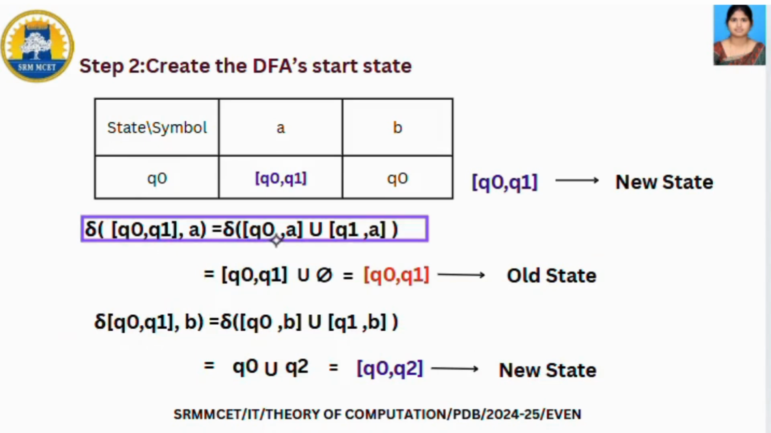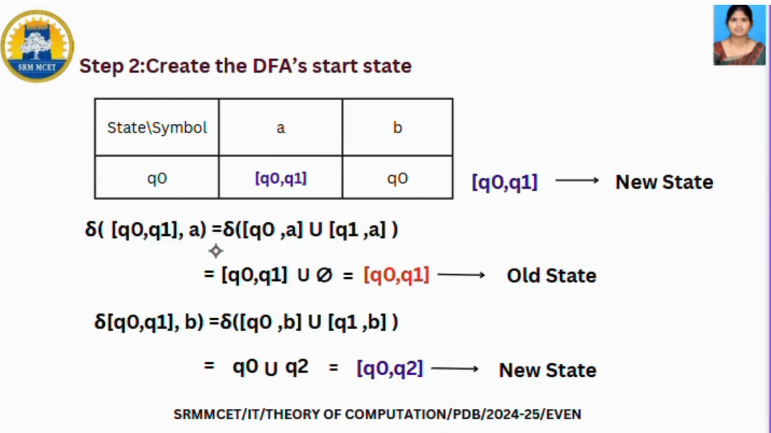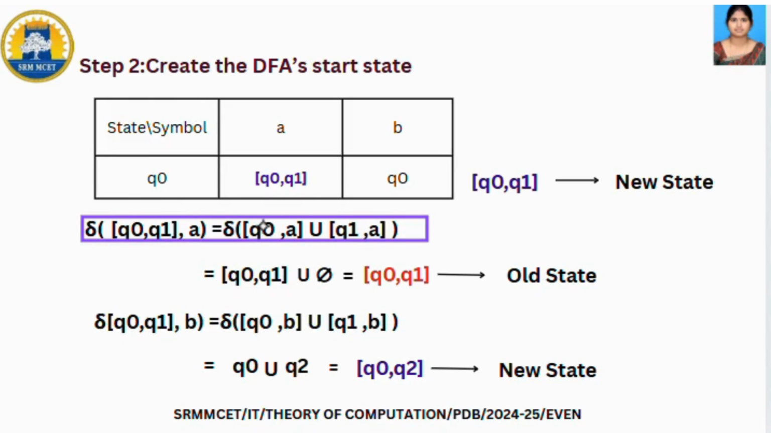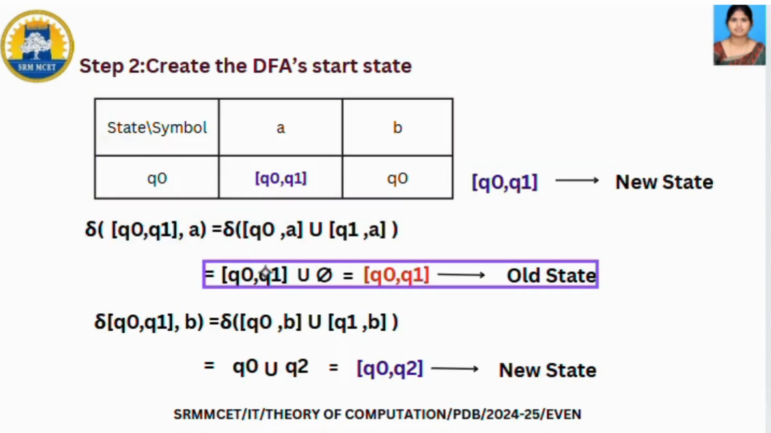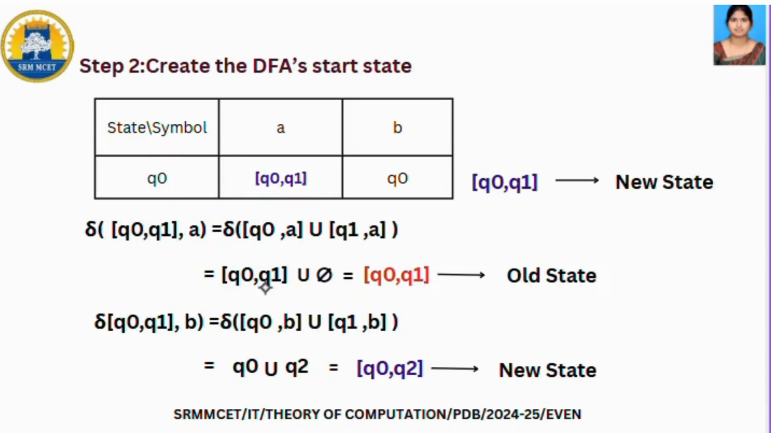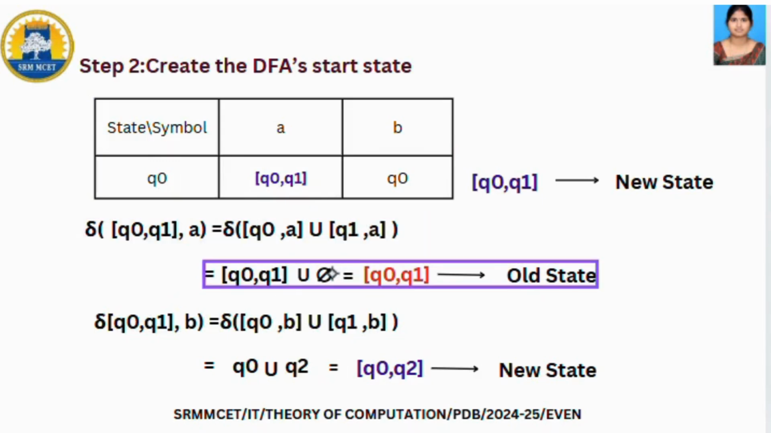So here we have to find the transition of Q0 Q1. We have considered this as a single state using the input A. For finding this, we have to solve it with the help of the union operation, that is transition of q naught comma a union transition of q1 comma a. With the previous NFA transition table, we may find q naught q1 union null value.